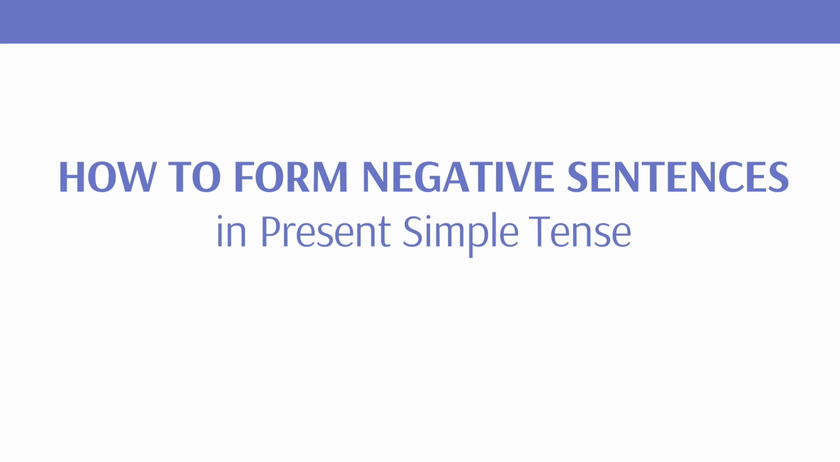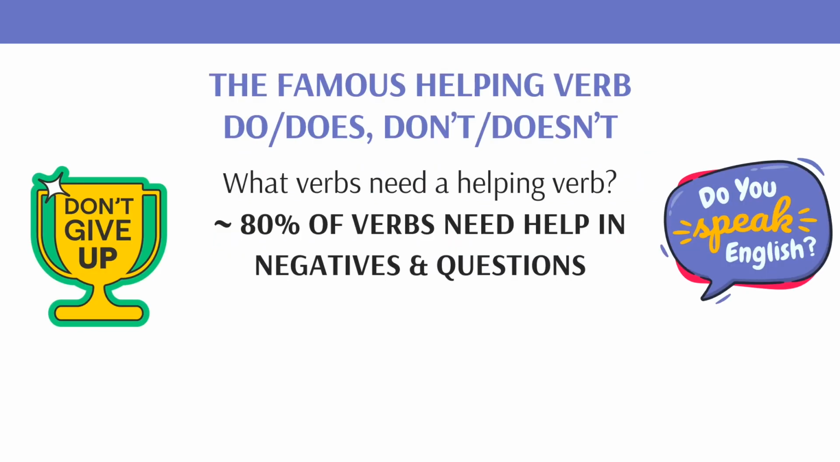Let's look at how we form negative sentences in present simple tense. Wie bilden wir negative Sätze, Verneinungen, in present simple tense? We need a helping verb. The famous helping verb do, does, or don't and doesn't.